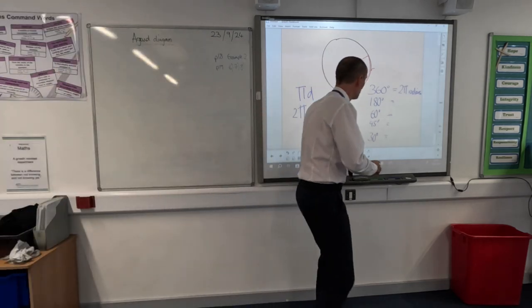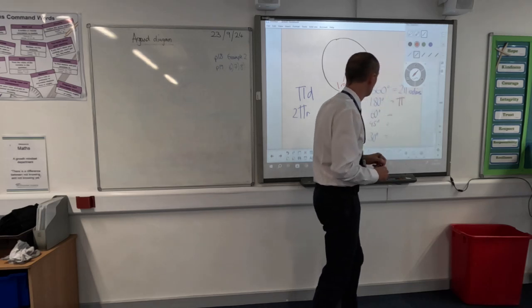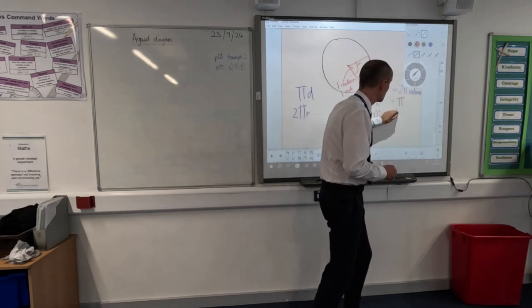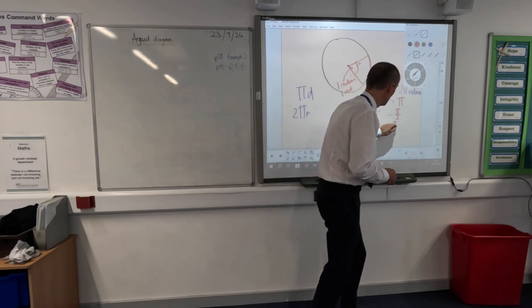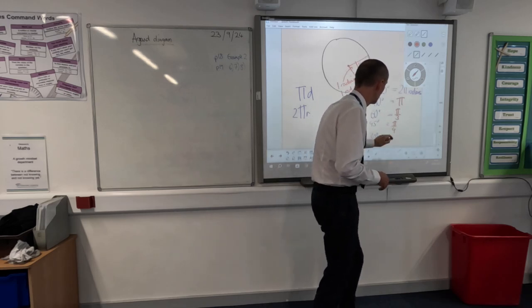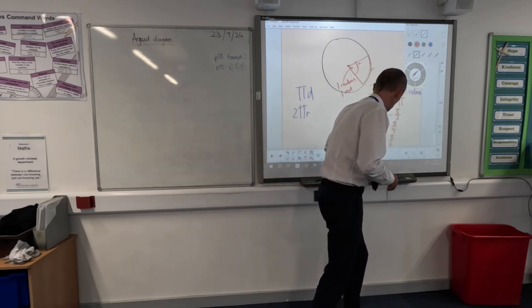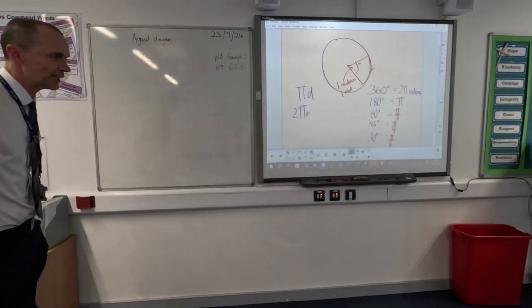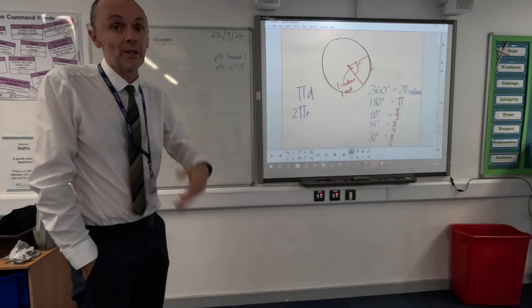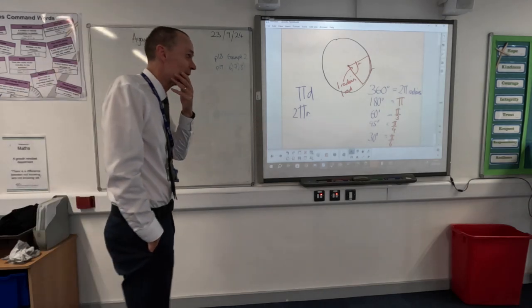Okay, so 180 is just pi radians. 60 we would just write as pi divided by 3. 45, pi divided by 4. 30, pi divided by 6. Very often an angle measured in radians will be given in terms of pi. Not always, sometimes we get a decimal number which we need to round.